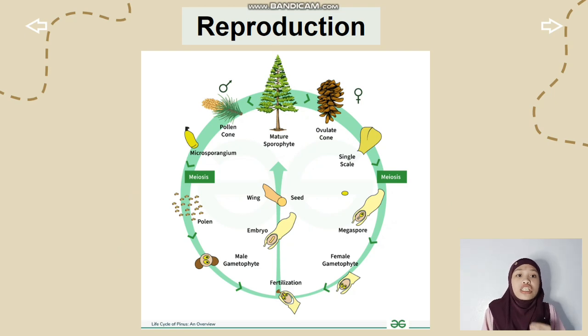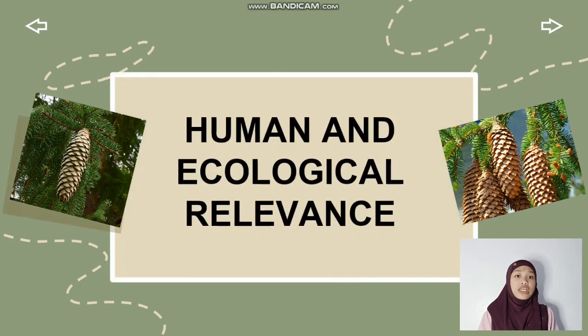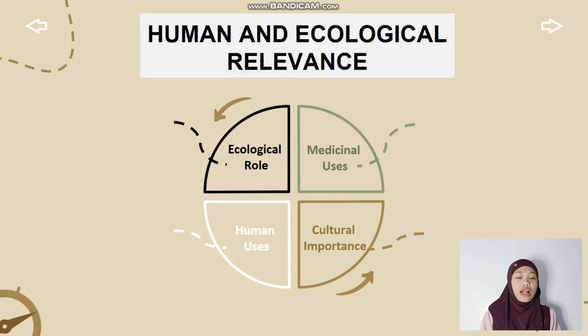Then the wind-dispersed pollen grains reach the ovulate cone, and a pollen tube grows towards the archegonia within the megagametophyte. Then fertilization occurs when sperm nuclei fuse with egg nuclei. The resulting zygote develops into an embryo within a seed which is dispersed by wind. Germination of the seed produces a new sporophyte, completing the cycle. So let's proceed to the human and ecological relevance.